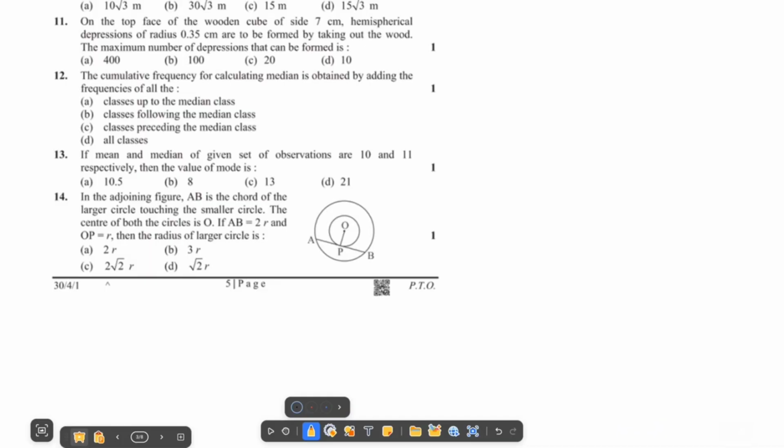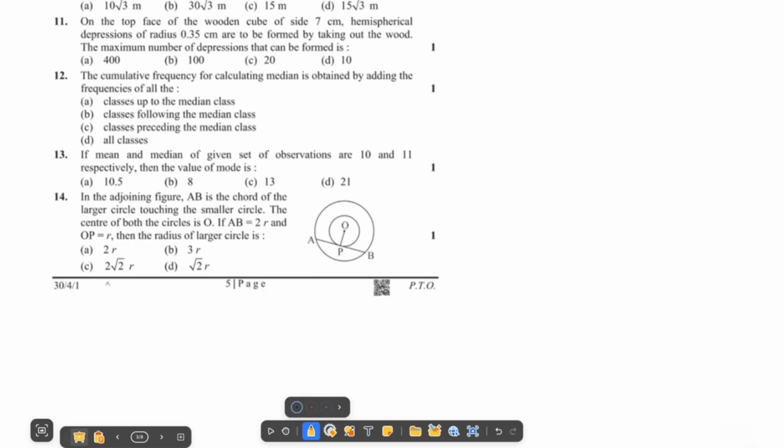Next, 12th question is, the cumulative frequency for calculating median is obtained by adding the frequencies of all the. So while calculating the median of a grouped frequency distribution table, we will find out the cumulative frequencies of all the classes, right? Classes up to the median class, wrong. We don't find the cumulative frequencies only up to the median class, that is wrong. Classes following the median class is also wrong. Classes preceding the median class is also wrong. So option D, all classes, we will find the cumulative frequencies for all the classes. So option D is the right answer.